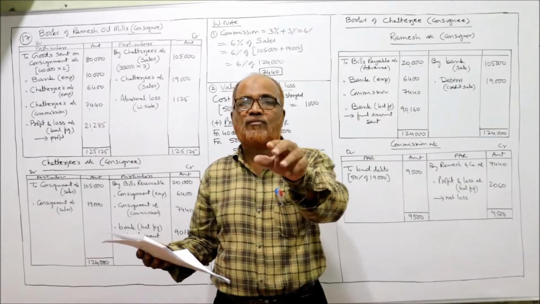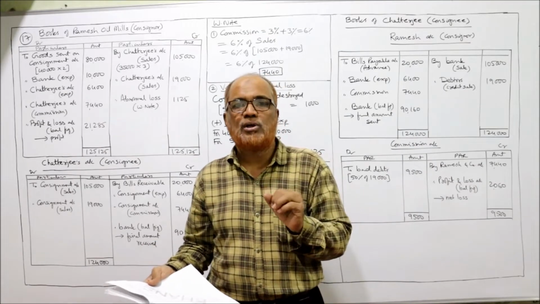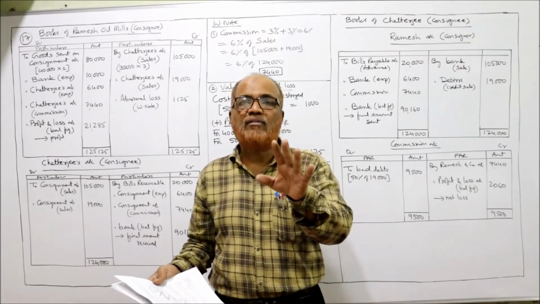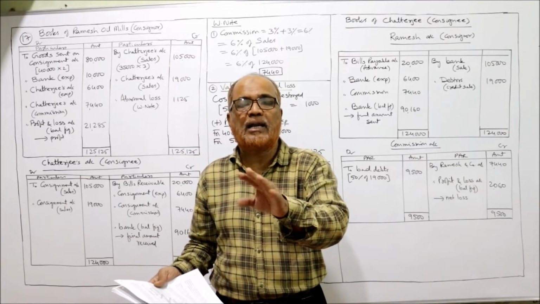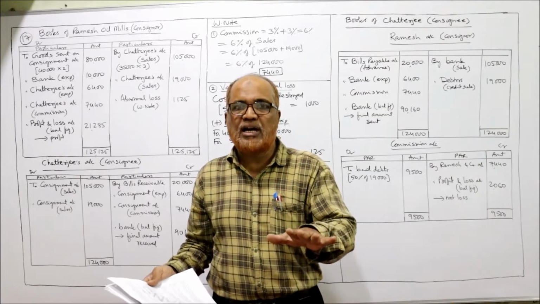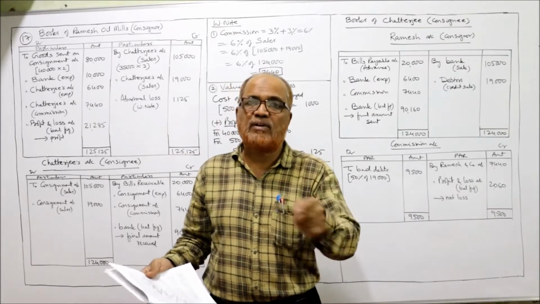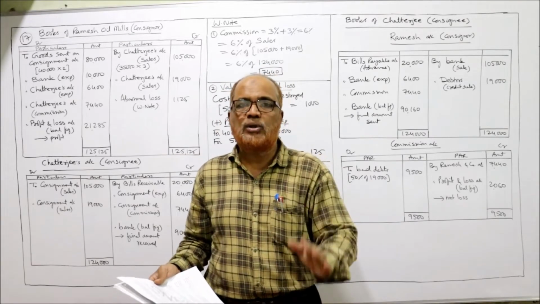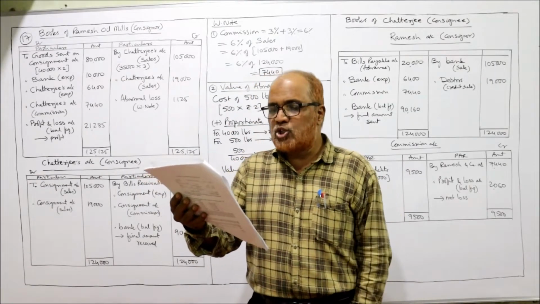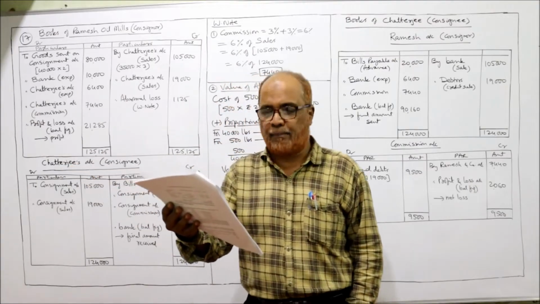Each tin consists of 10 pounds. So 50 tins means 50 into 10, 500 pounds of oil destroyed in transit. So each tin contains 10 pounds. 50 tins were destroyed. So 50 into 10, 500 pounds of oil were destroyed, for which the insurance company paid directly to the consignor 900 rupees in full settlement of the claim.